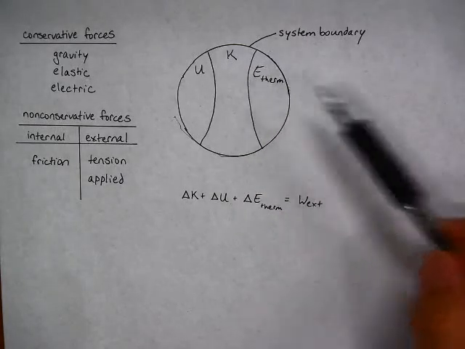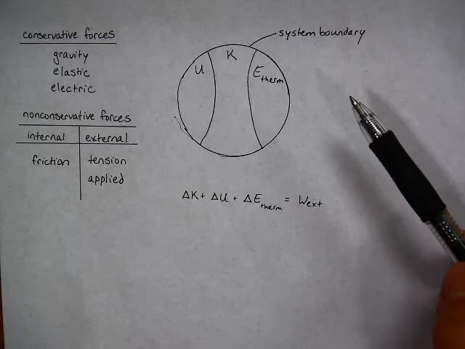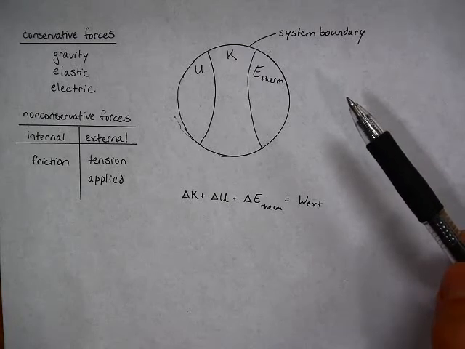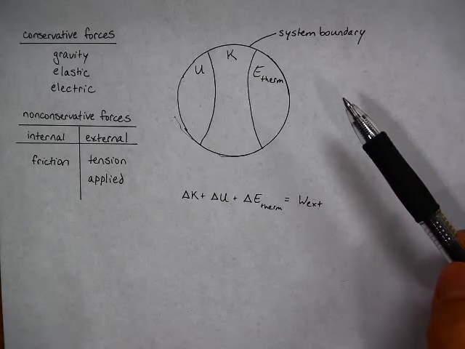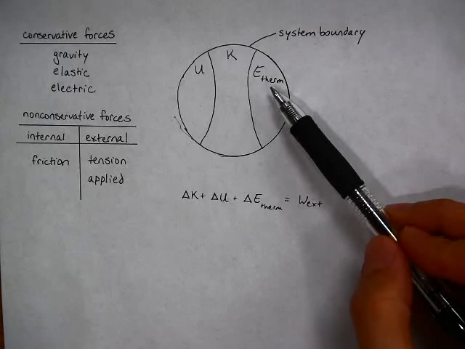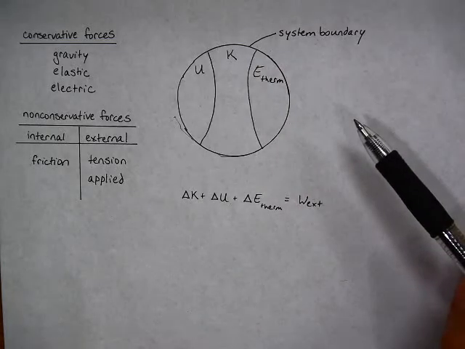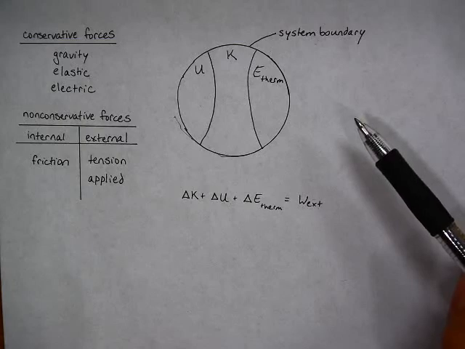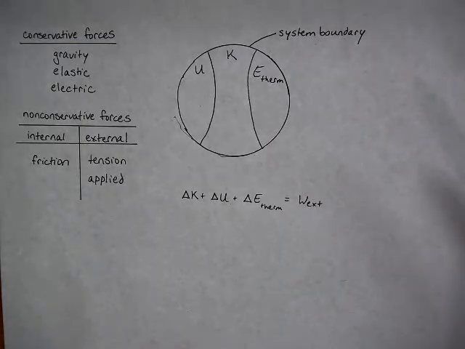K is for kinetic energy, the energy of motion, and E therm is for thermal energy, energy associated with an object's temperature. If you study physics a bit further, you find that thermal energy is actually a form of kinetic energy down at the molecular level. We're not going to worry about that now. We'll treat it as a separate category.